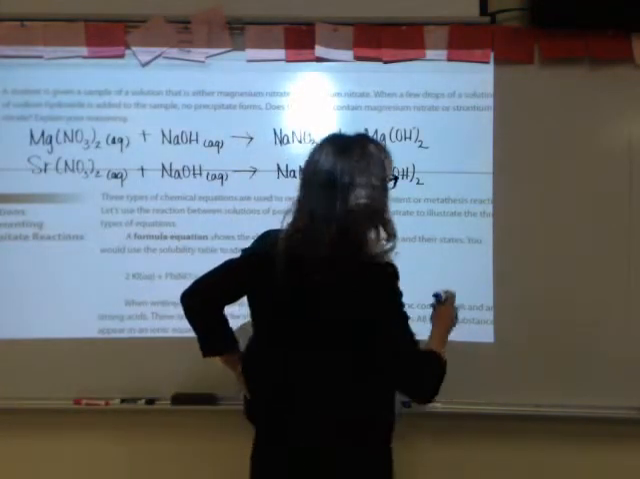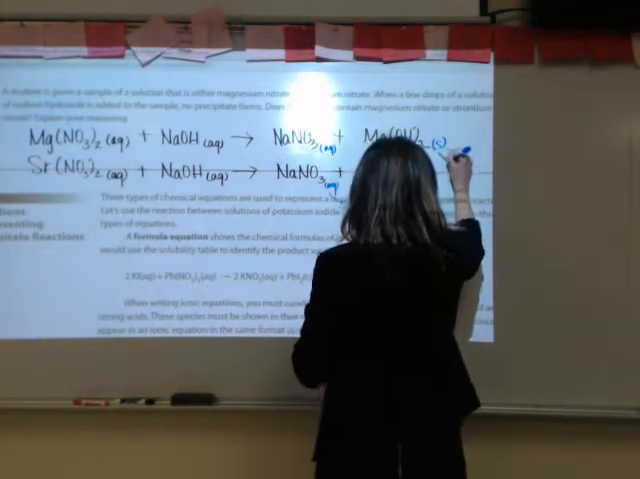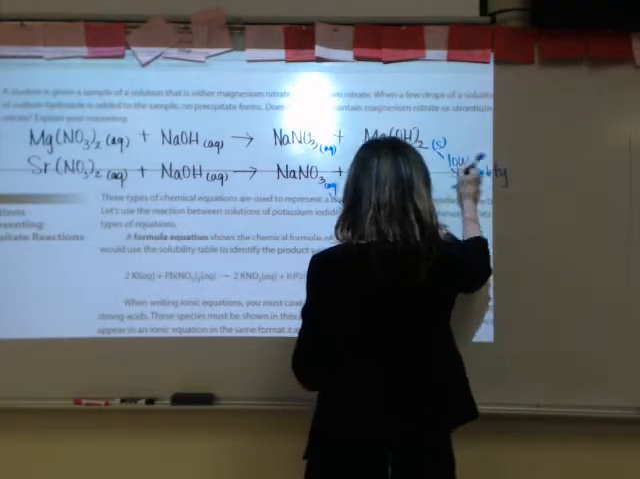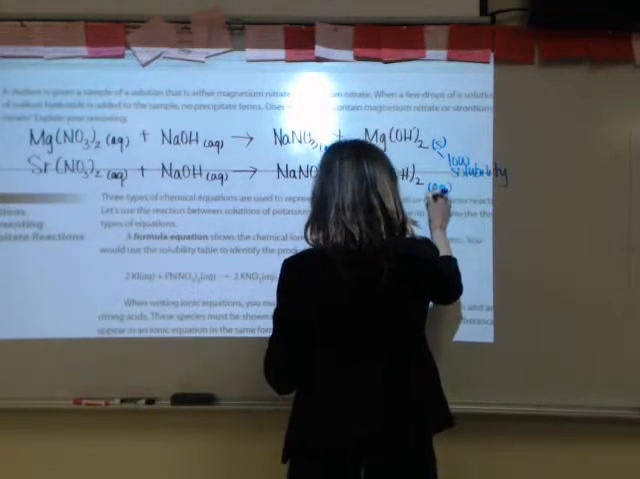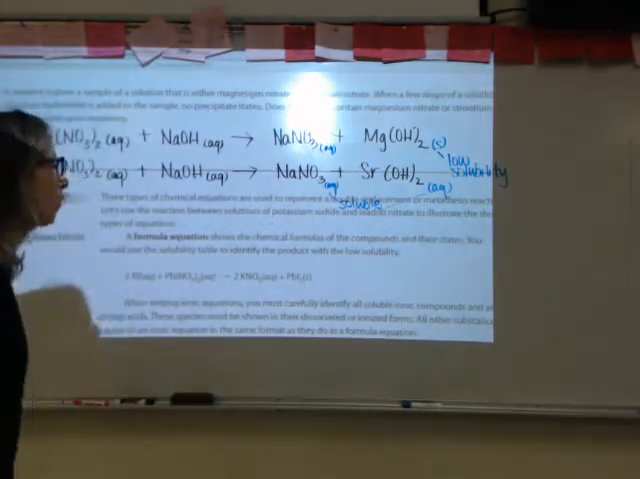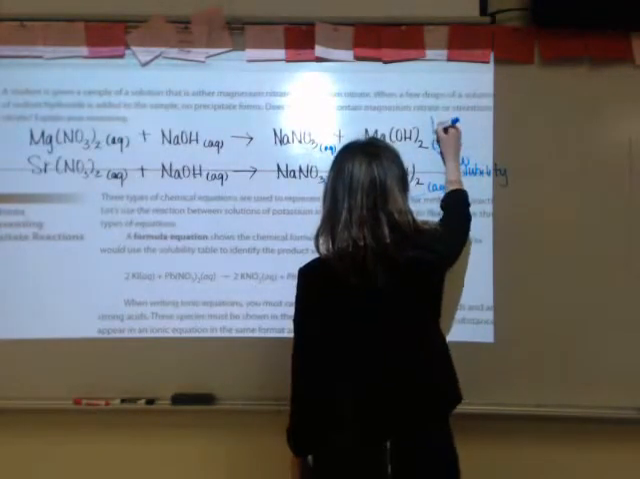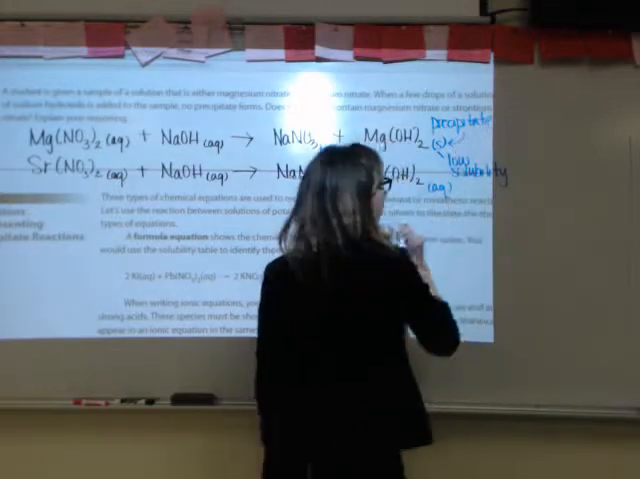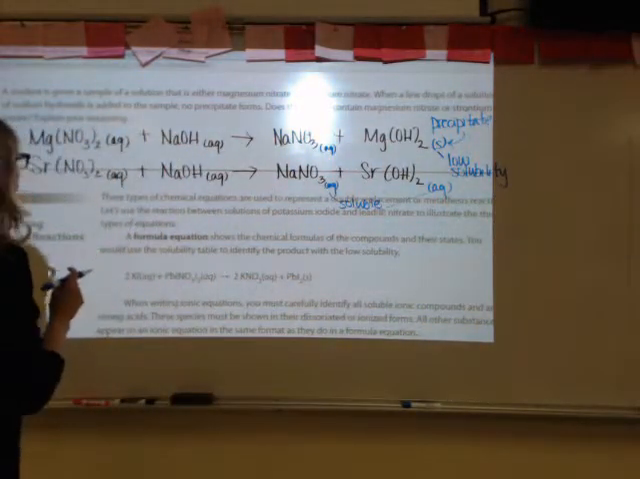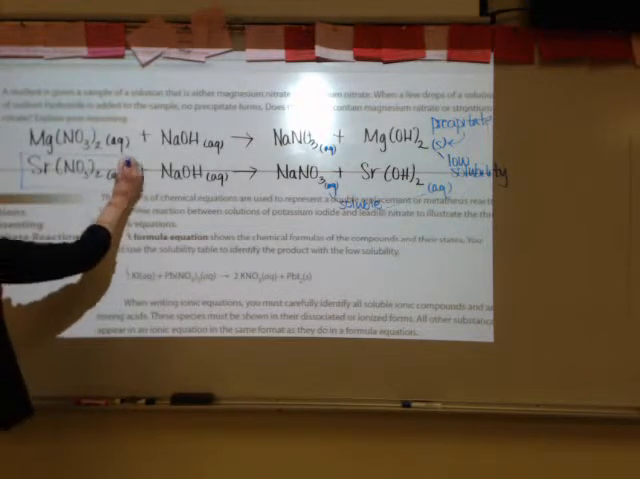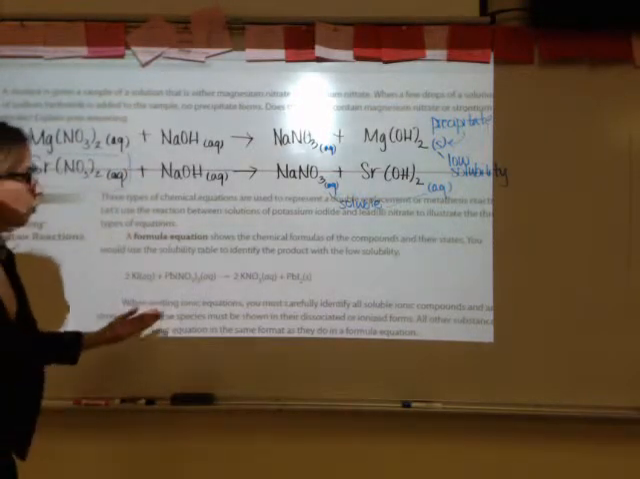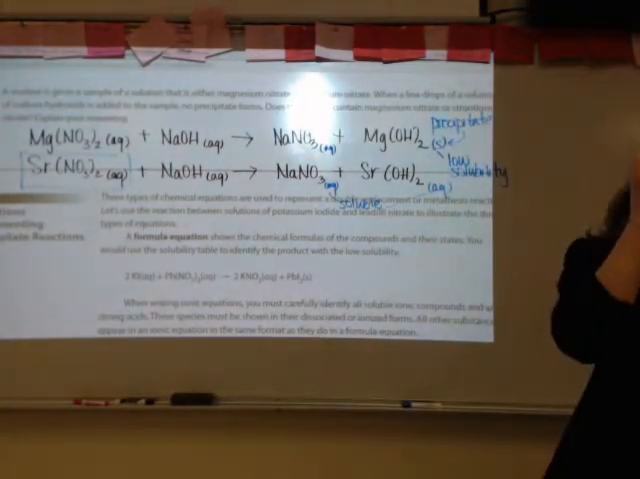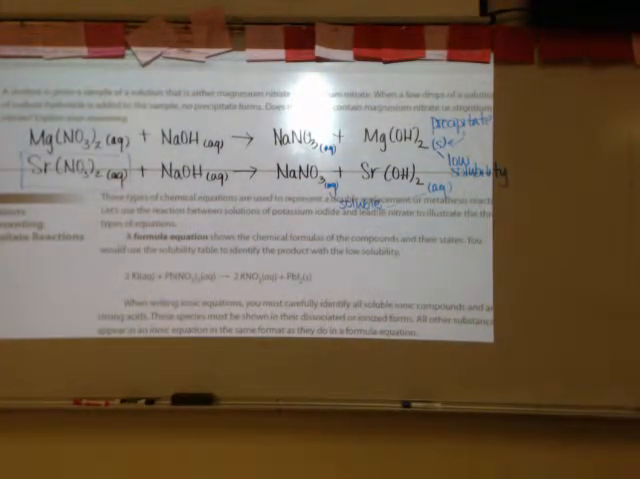Magnesium hydroxide has low solubility, so this would be a solid. This is soluble, right? Okay, so if we formed a solid here, this is a precipitate. So that means we must have strontium nitrate because no precipitate formed when they added sodium hydroxide. Questions on that?